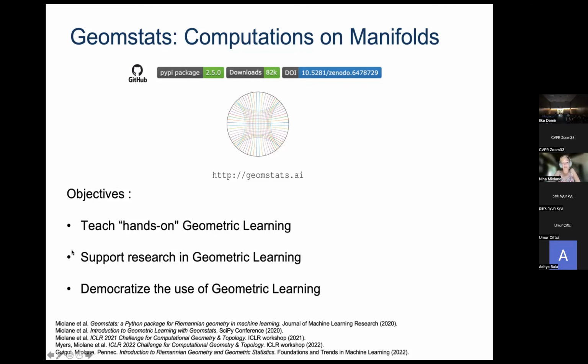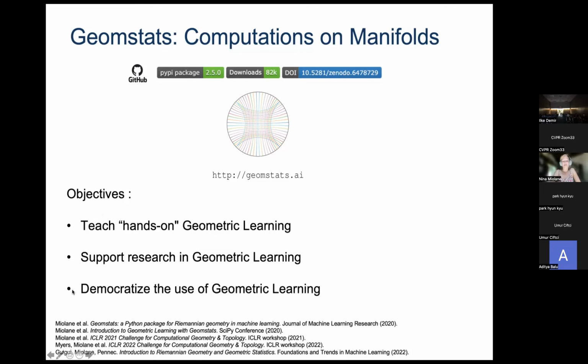The second objective is to support research in geometric learning or learning on manifolds. Different researchers reach out to us, they have published papers and they want to implement their methods in Geomstats so as to make their methods more available to the general public. So that's on the contributor side, supporting the research.